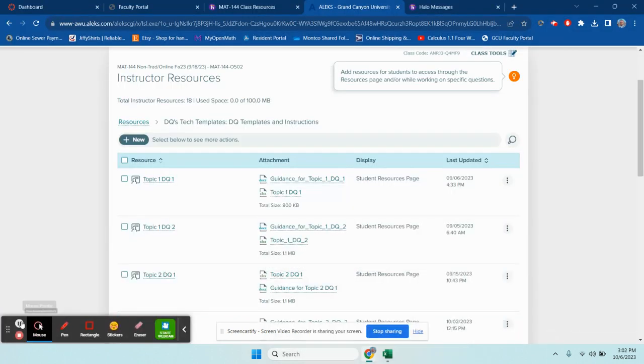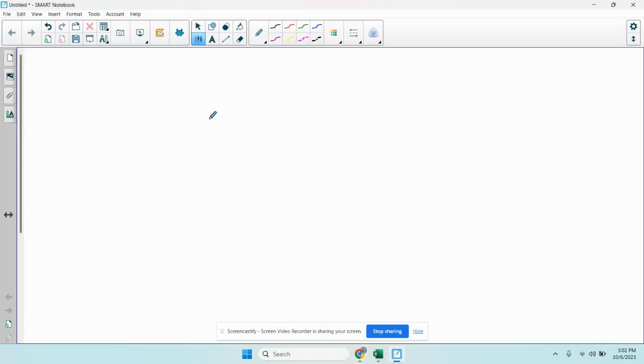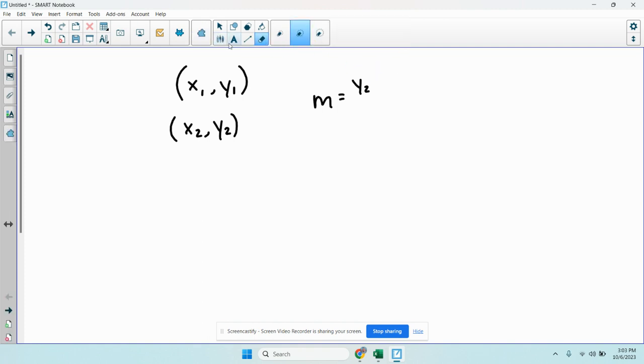Give me 1 second. Okay, so recall that if I have 2 points, we're going to call them x1, y1 and x2, y2. I can find the slope between these points using the slope formula, which is y2 minus y1 over x2 minus x1. So I'm going to use this method to input my slope.